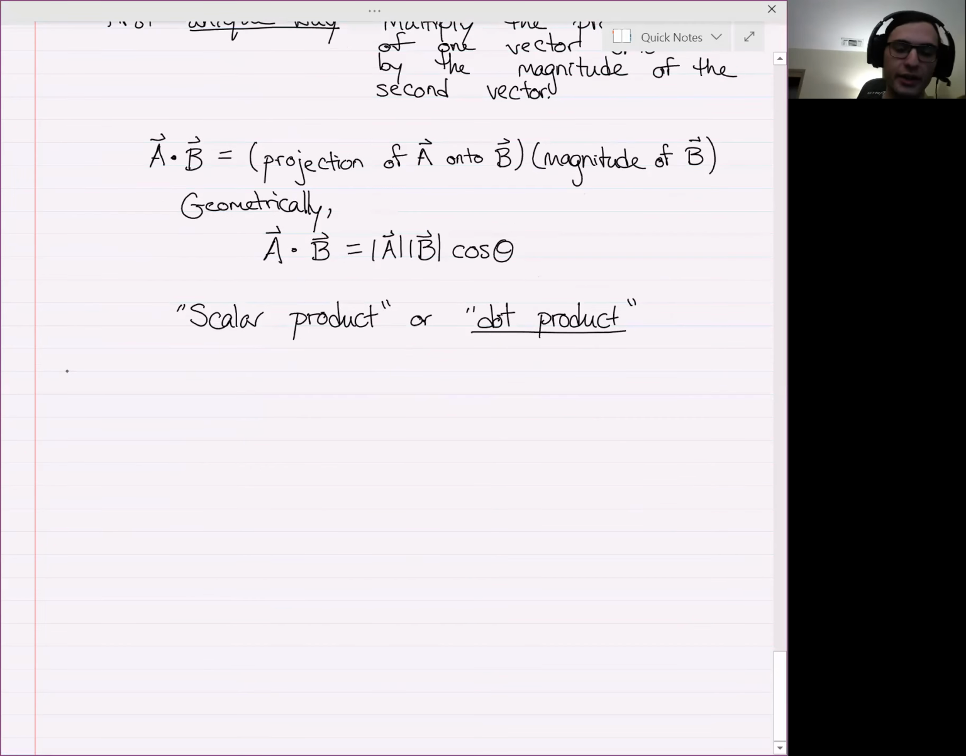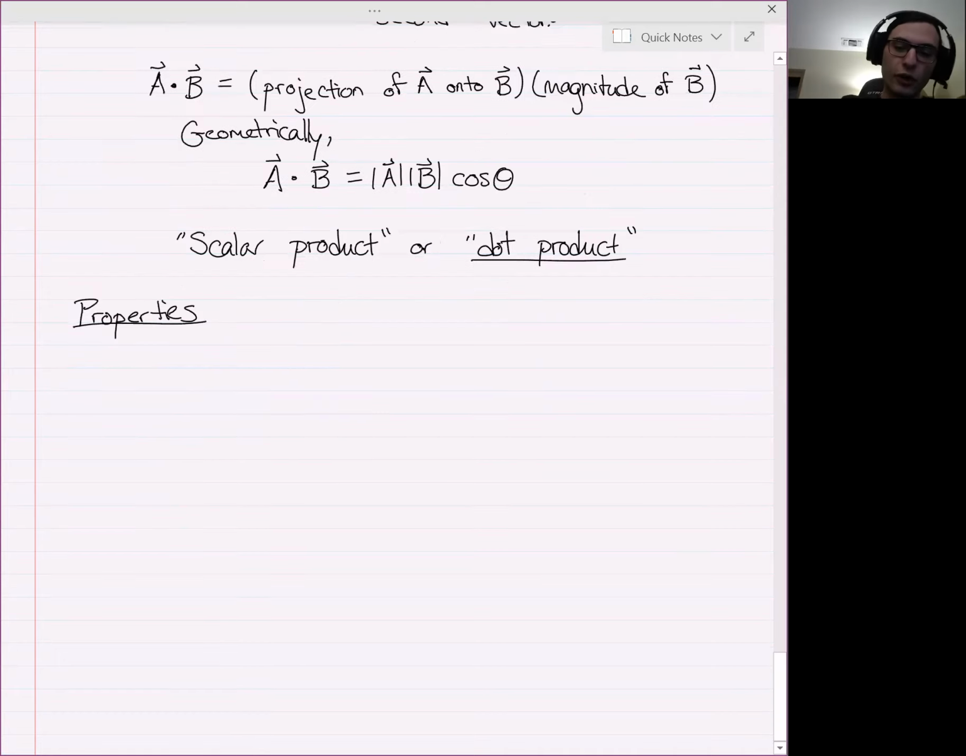In fact, the dot product has a few properties that are useful to talk about. These are just things that either you've seen already, hopefully, or you should just internalize because we're going to be using them a lot. The first property is that a vector dotted with another vector is the same as the second vector dotted with the first vector, i.e., it is commutative. It doesn't matter what order you do them in, just like normal multiplication. Second property, a vector dotted into itself is just the magnitude of the vector squared.